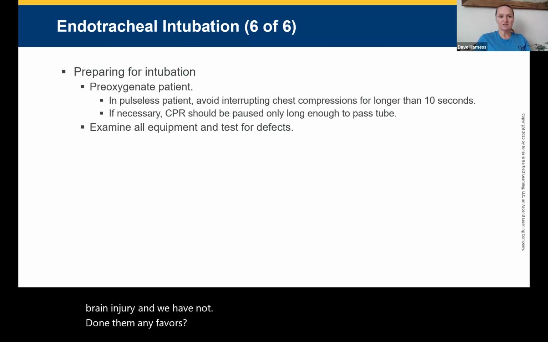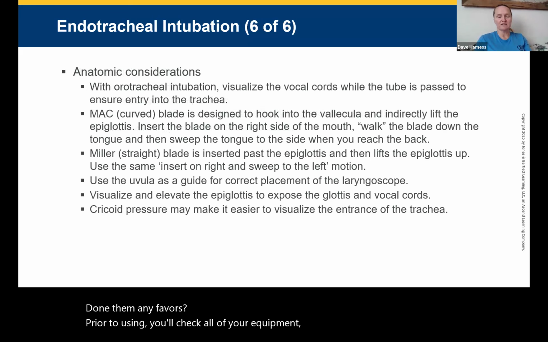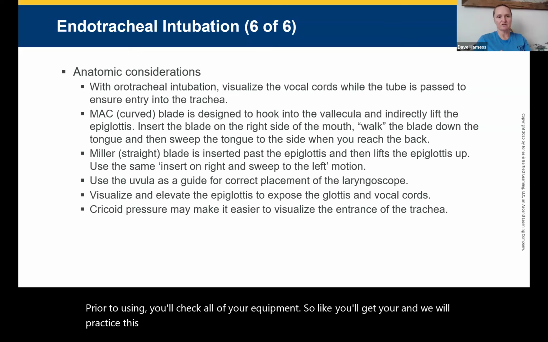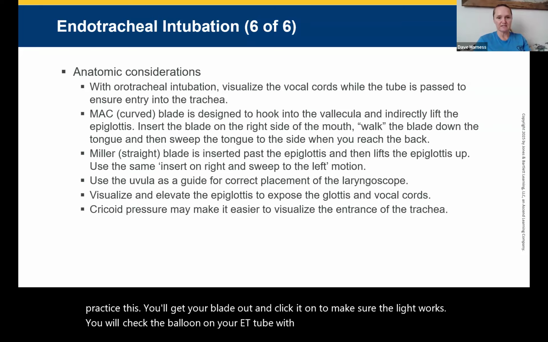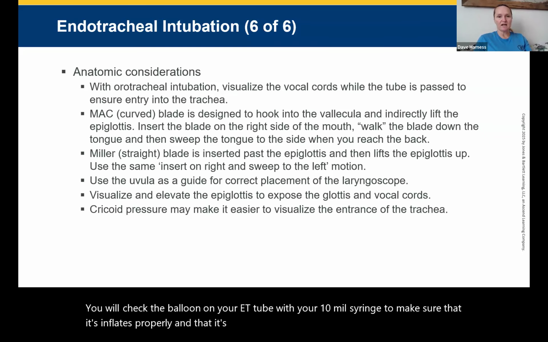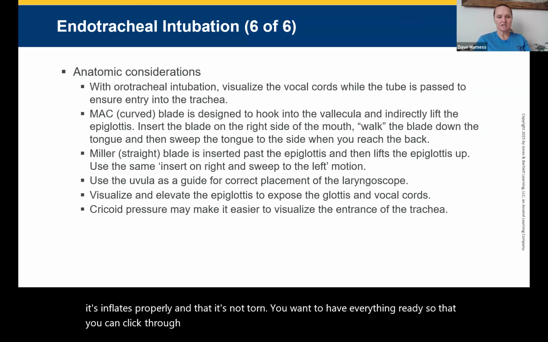Prior to using, you'll check all of your equipment. We will practice this. You'll get your blade out and click it on to make sure the light works. You will check the balloon on your ET tube with your 10 mil syringe to make sure that it inflates properly and that it's not torn. You want to have everything ready so that you can click through the steps of this as quickly and smoothly without any hiccups, because every time you have a hiccup, you delay the process.